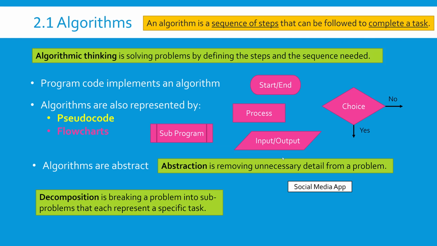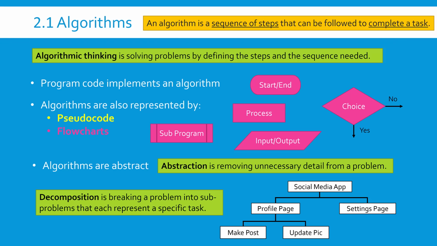So something like a social media app would be far too big a project just to dive in and solve. So you might decompose it into particular subproblems. And this is how you might represent that in a structure diagram. The further down in this tree structure you are, the more broken down that particular subproblem is.